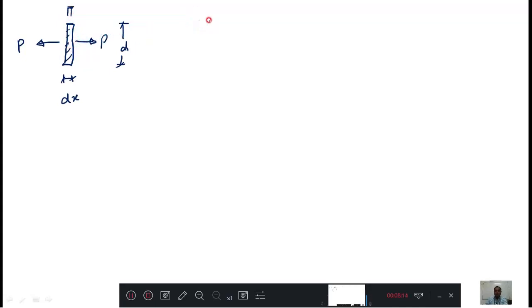Therefore, the elongation of this small strip, delta Lx, is equal to PL by AE. P is P, L is dx, and A is pi by 4 d squared, into E. Instead of writing the 4 in the denominator, I write it in the numerator: 4P dx divided by pi d squared E. What is the d?